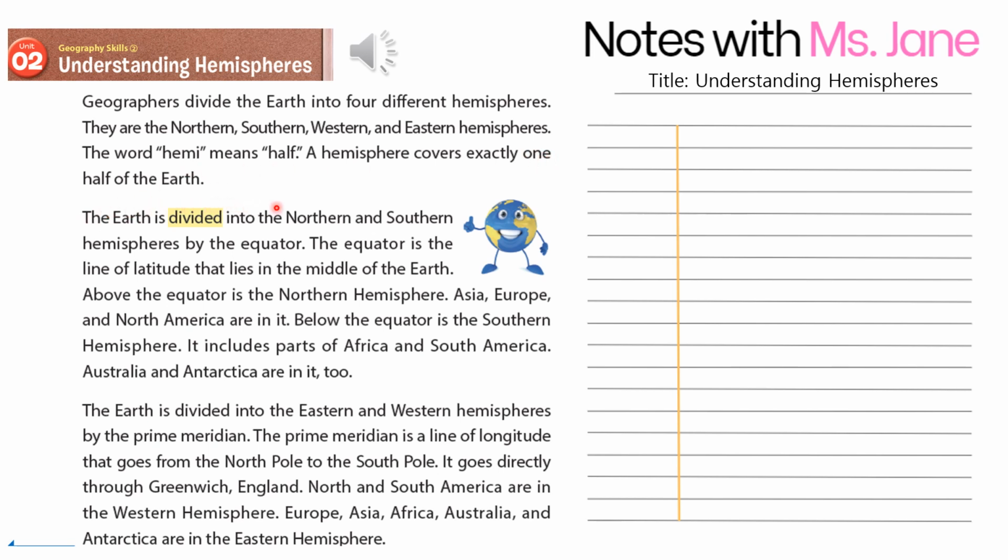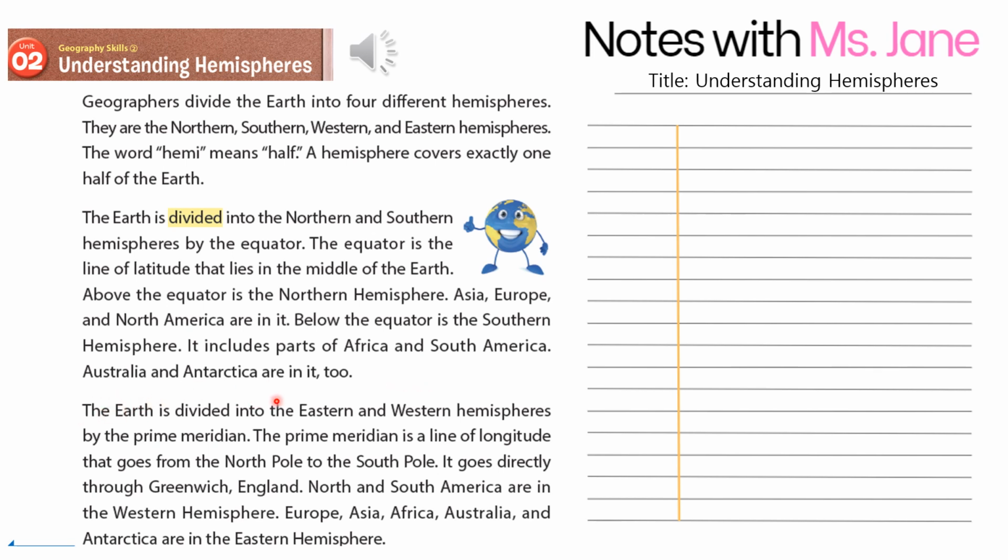The Earth is divided into the northern and southern hemispheres by the equator. The equator is a line of latitude that lies in the middle of the Earth. 모르는 단어는 밑줄 치고 중요한 내용은 하이라이트를 치면서 같이 읽어주세요. Above the equator is the northern hemisphere. Asia, Europe, and North America are in it. Below the equator is the southern hemisphere. It includes parts of Africa and South America. Australia and Antarctica are in it too.